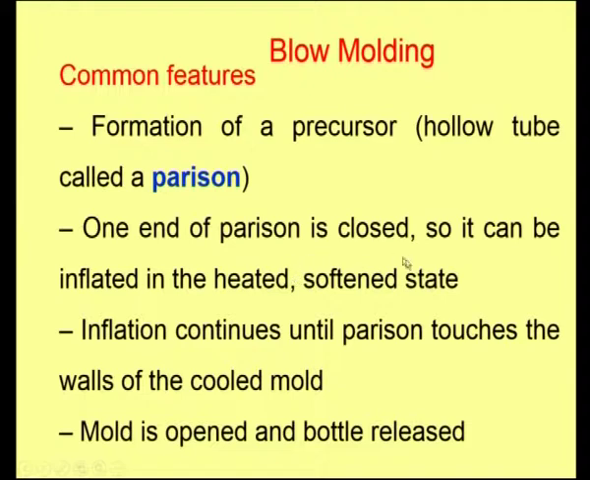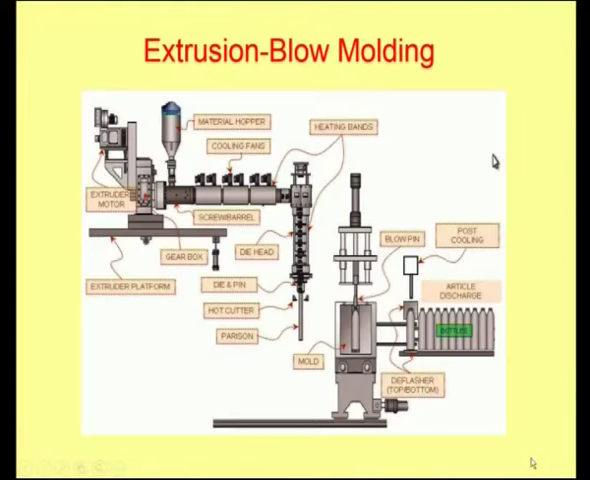So, in the heated softened state itself, it will be inflated, that is, air will be supplied to the parison and it gets inflated. Now, the inflation will continue till the parison touches the walls of the mold. The mold is normally at a lesser temperature than the parison. Therefore, the resin will solidify and it becomes a solid product. Then the mold is opened and the bottle is released. So, these are the 4 stages.